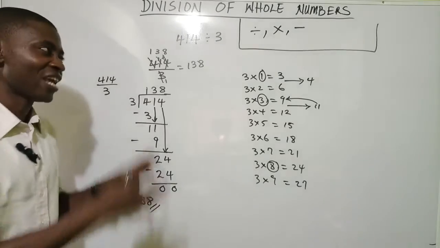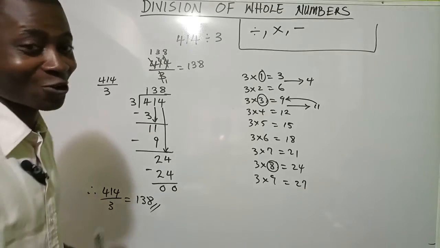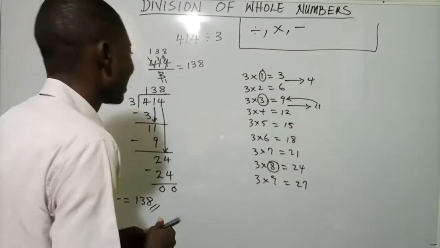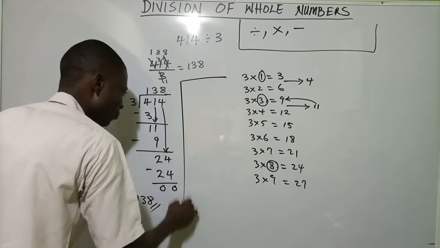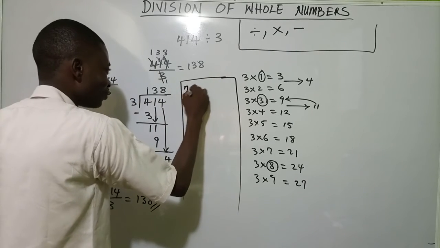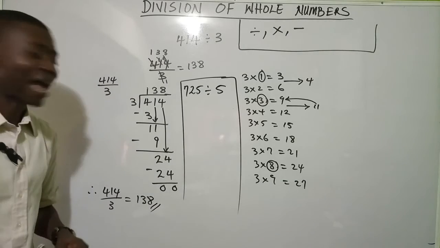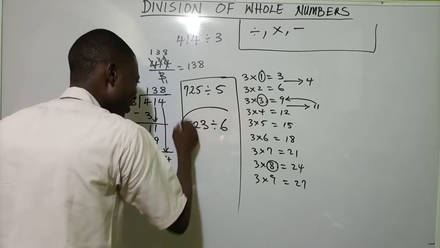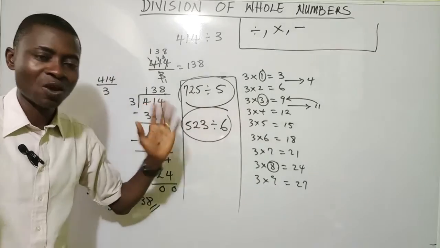So again, this is how we carry out operations under this. If you enjoy this video and you think you understand this, I'm going to give you 2 questions to go and try on your own. Follow this method and you will definitely get your answer. For instance, you are given 725 divided by 5. Go and divide this. This is your own work now. And then maybe you have 523 divided by 6. Go and do these 2 on your own. Follow the steps that are given to you. You will definitely be able to divide these numbers easily without any stress.